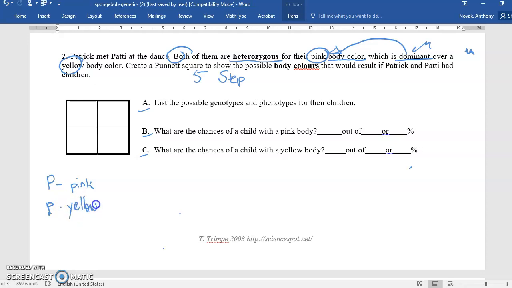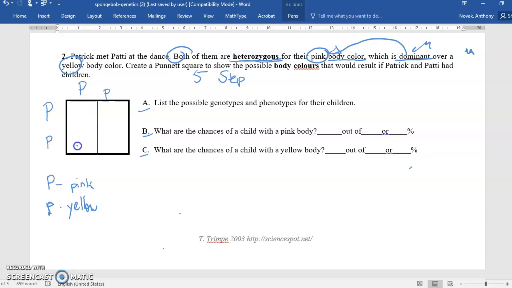So that's step 1. Step 2 is setting up the parents. Now, as I say, you need to watch out for the key terms. Heterozygous means it's got one of each of the alleles. So the genotype of one parent is capital P, little p, and the same for their other parent, because we're told both are heterozygous.